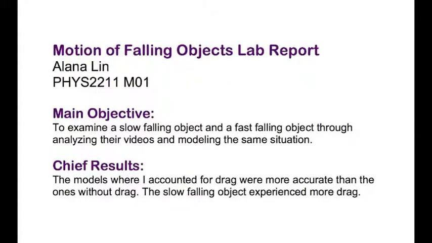This is Alana Lynn doing the Motion of Falling Objects lab report. The main objective of this lab was to examine two objects, one that falls slowly and one that falls quickly, analyze their motion in Tracker, and compare the output with the Python model.